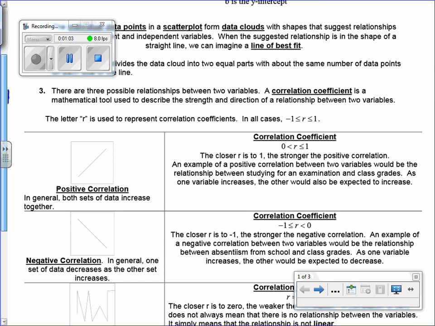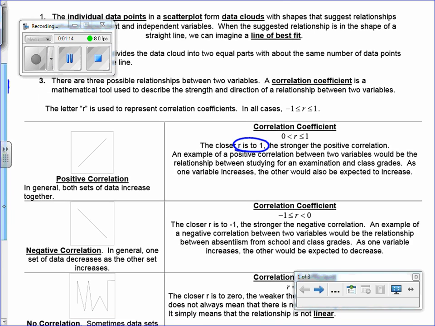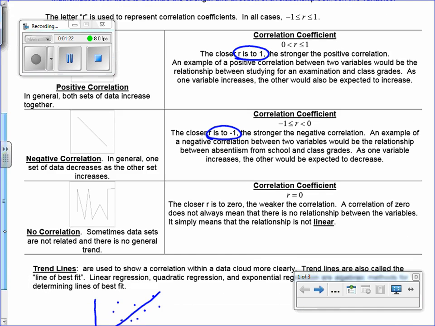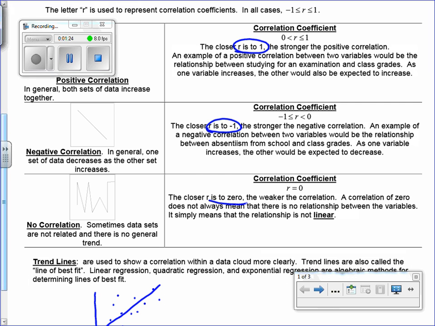All right, so for a positive correlation, the correlation coefficient is going to be close to 1. In a negative relationship, the closer to -1 the correlation coefficient is, the stronger the negative correlation. And for no correlation, the closer to 0 the correlation coefficient is.